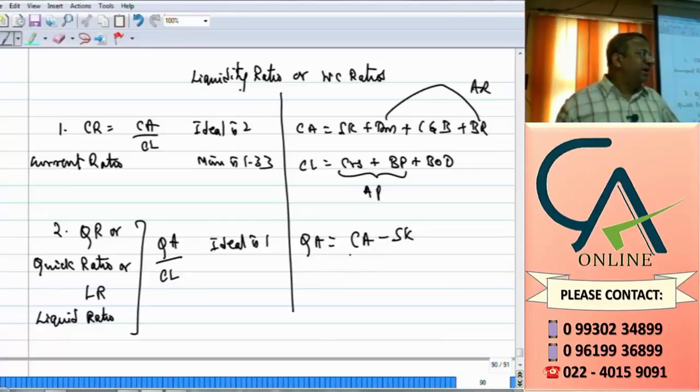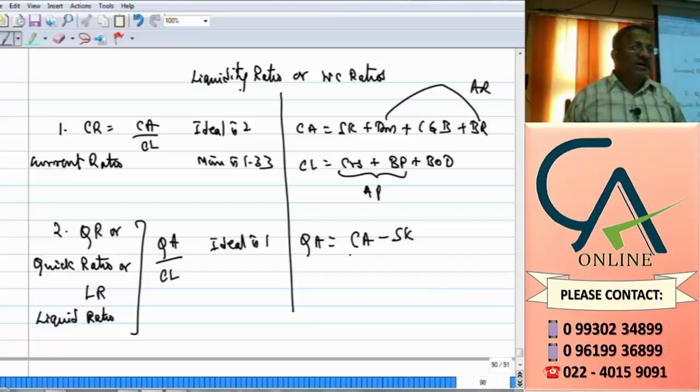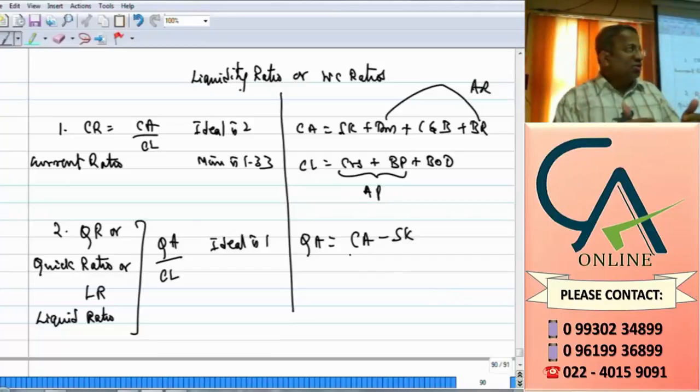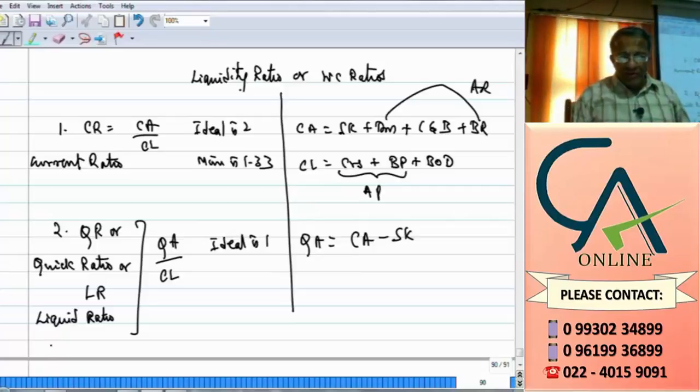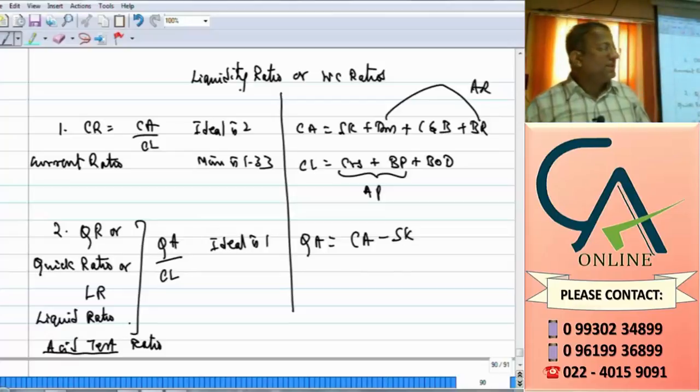Why is stock eliminated? Because it takes more time for stock to be realized in the form of cash. Stock is not only finished goods, it is raw material, WIP, finished goods. It takes more time for you to change them into cash. Therefore, we are trying to find out how close we are to cash. So you may call this the acid test ratio also. Acid test would mean it is not sulfuric acid or something like that. Acid test means quick test.